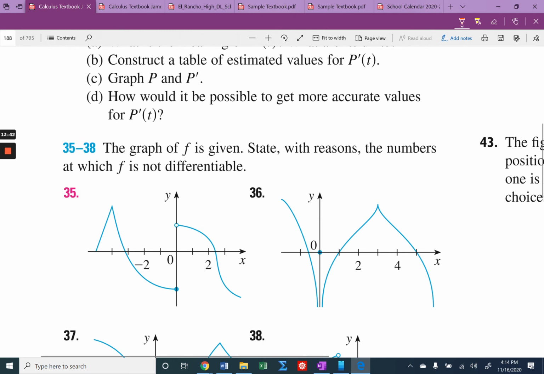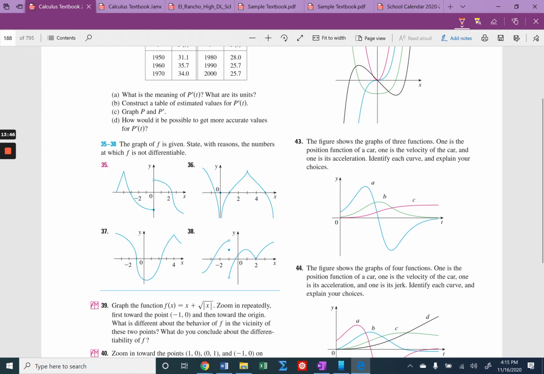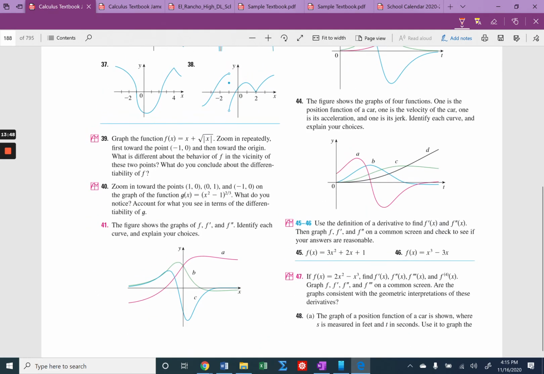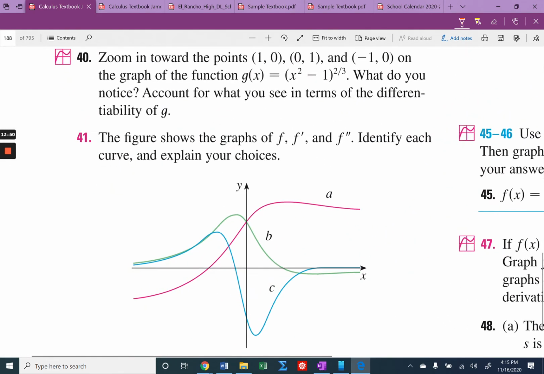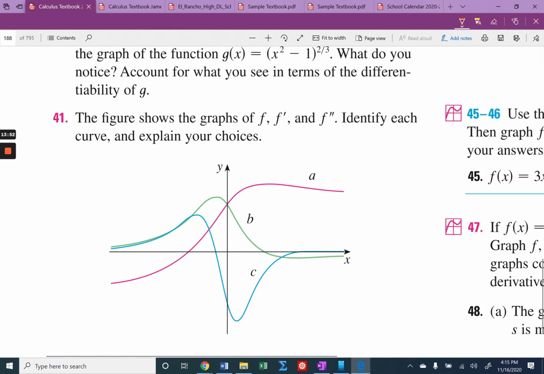Lastly, number 41. It says the figure shows the graphs of f, f prime, and f double prime. Identify each curve and explain your choices. All right, so it might be a bit of a challenge to figure out where to start, but one good way to start this is to start with just any of the graphs and see if you can identify whether its derivative is on there.